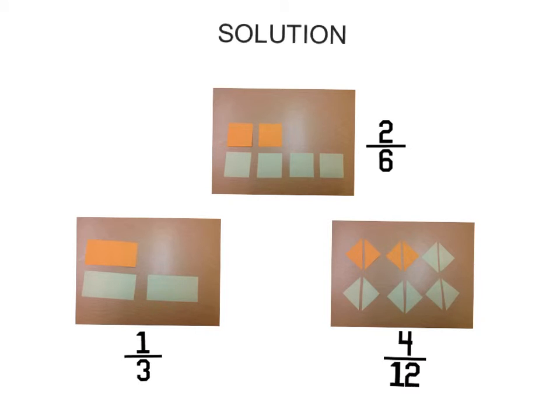Another way is to turn the shapes into triangles. Here we are showing that there are 4 triangles that are shaded out of all 12. The fraction for this picture would be 4/12.